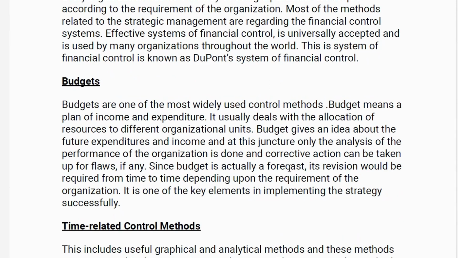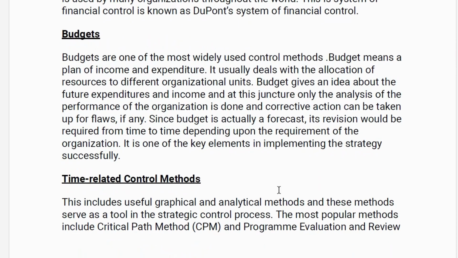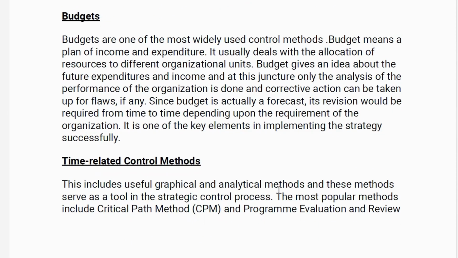Budget means a plan of income and expenditure. It usually deals with the allocation of resources to different organizational units. So a budget gives you an idea about the future expenditure and income. It helps you to analyze the performance of the organization and to take corrective actions if any flaws are seen. Since a budget is a forecasting technique, its revision would be required from time to time. It is one of the key elements in implementing the strategy successfully.